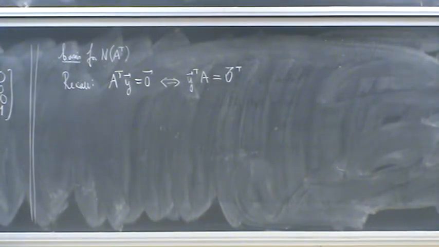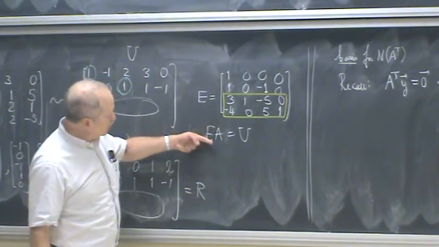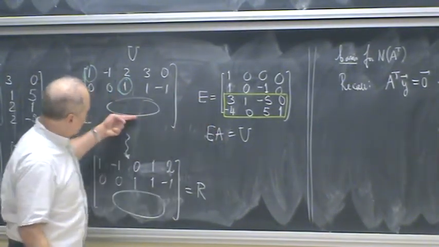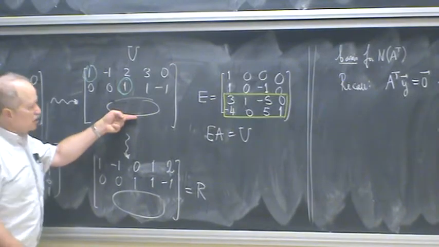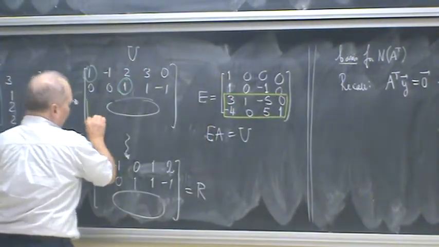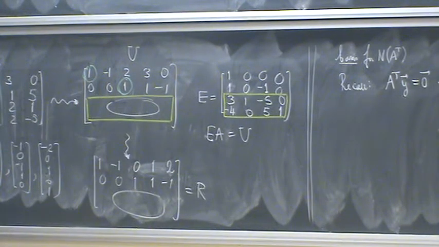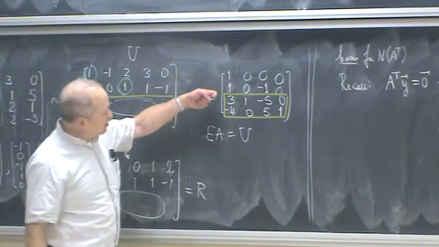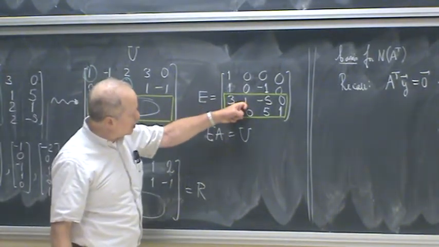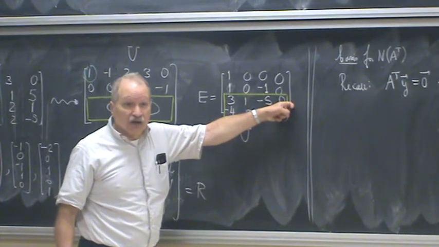And I'm claiming that that's exactly what these tell you. Because, look, this says if you multiply E by A, you get this guy. So in particular, if you take the bottom rows here and multiply by A, you get the rows of zeros in the echelon form. So that's saying that 3 times the first row plus 1 times the second row minus 5 times the third row plus 0 times the fourth row is 0.